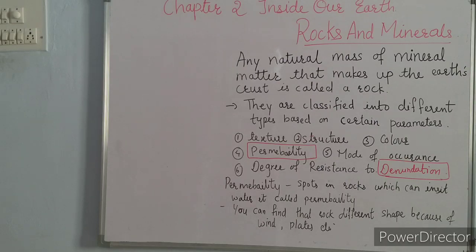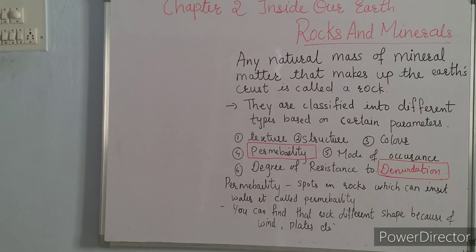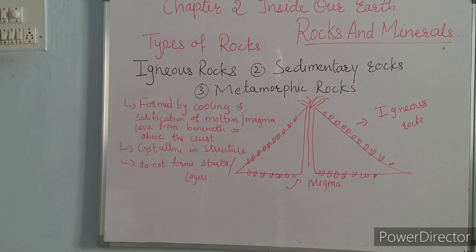So we are going to continue with the three types of rock. As you know, there are three major types of rock: first igneous, then sedimentary, then metamorphic, and gradually we are going to study each one. First of all we will study the igneous rock.